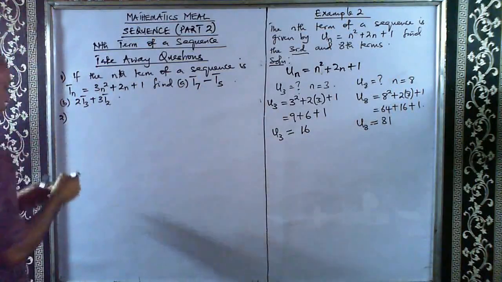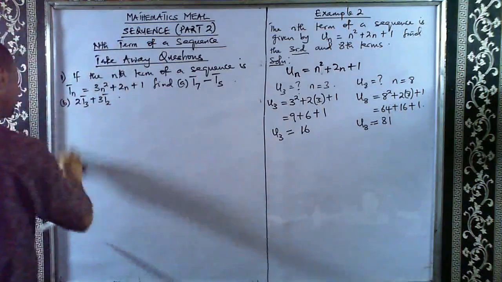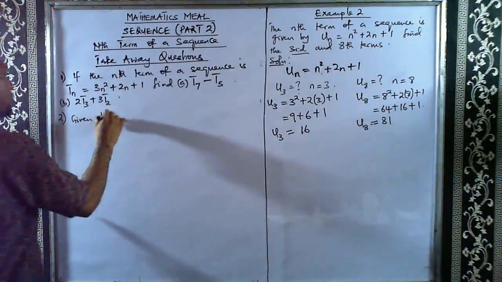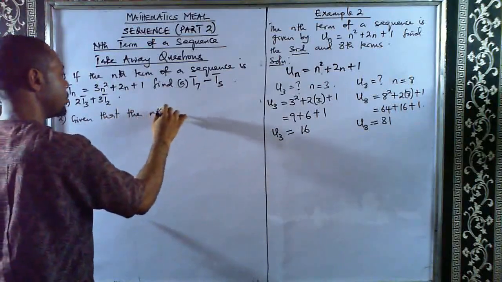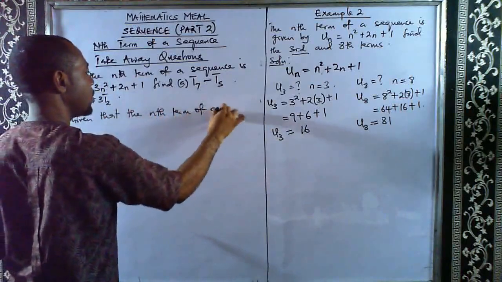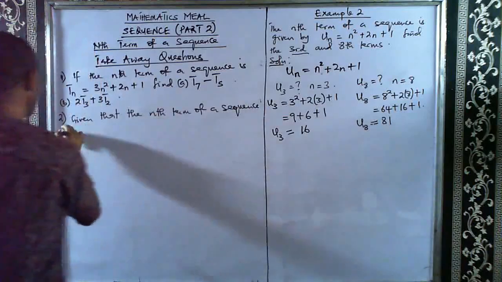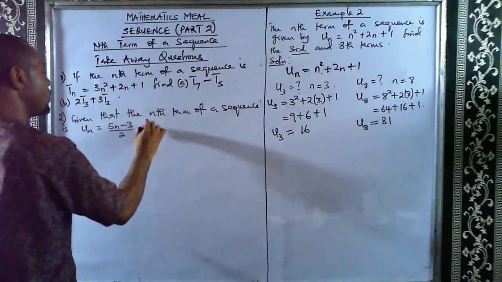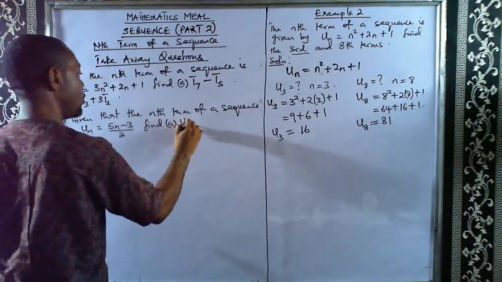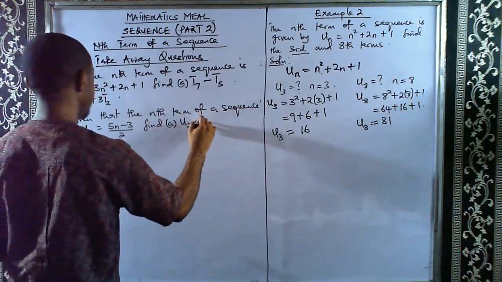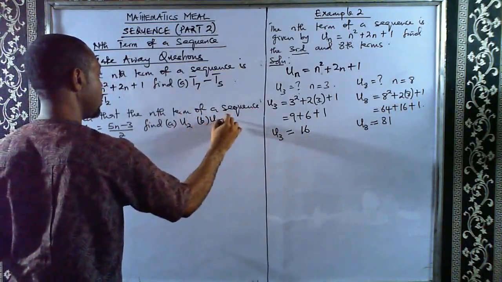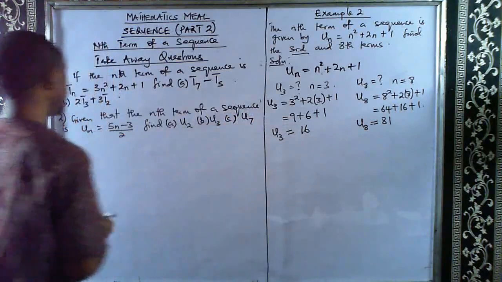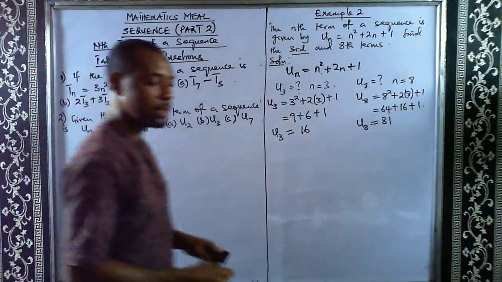Number two, the second question. Given that the n-th term of a sequence is Un equals (5n minus 3) over 2, find (a) U2, (b) U3, and (c) U7. Okay, these are the questions that you need to solve.